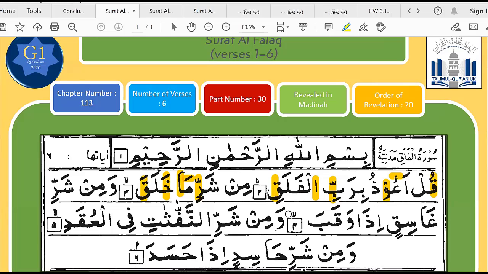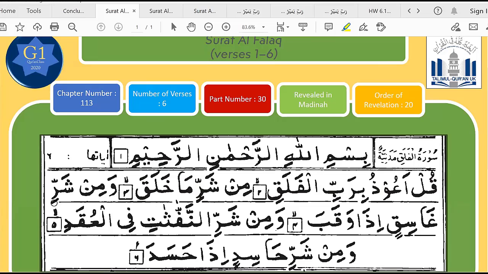Can I request ST for another student? Yes, next is going to be G1048. G1048. Assalamu alaikum. Wa alaikum assalam wa rahmatullah. So G1048, let's start with Ta'awwudh. أعوذ بالله من الشيطان الرجيم بسم الله الرحمن الرحيم.